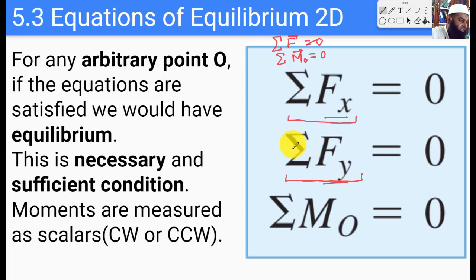Notice that these three equations are not vector equations, rather they are scalar equations. Here these two equations are vector equations, and if we were to use Cartesian coordinates to write these equations, they would translate into 6 simultaneous equations. But in the case of a two-dimensional system, we have 3 simultaneous equations.